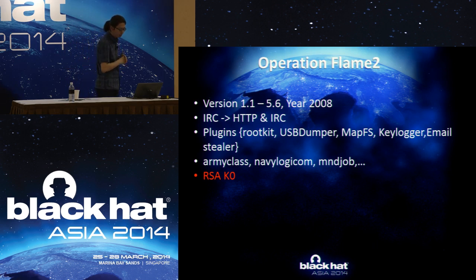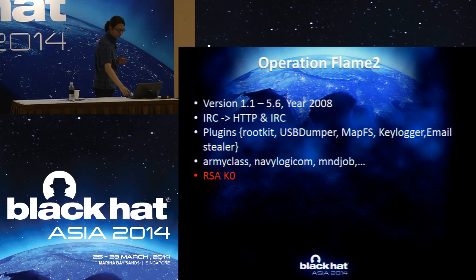And the interesting strings: Army class, Navy Logicom, MND job. Still remember the RSA key 0 used in the other operations, right? The strings are interesting. It actually tells us their targets also use those strings as the IRC channel name. They would join those IRC channels and then send information through those IRC.